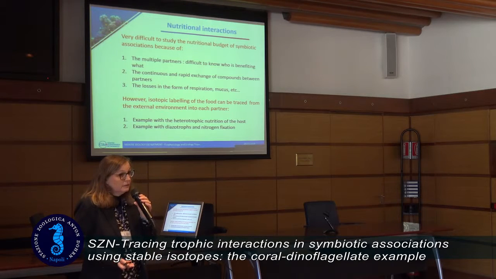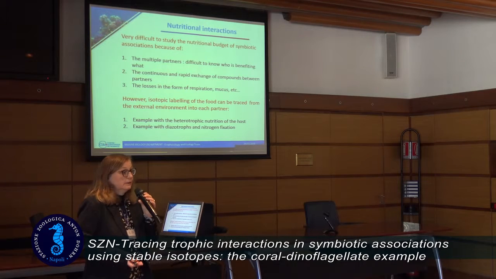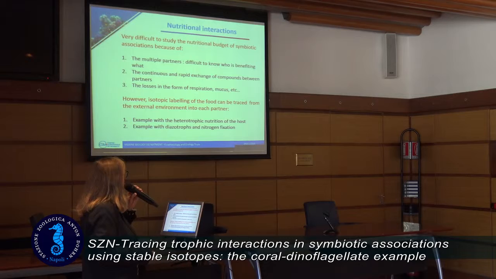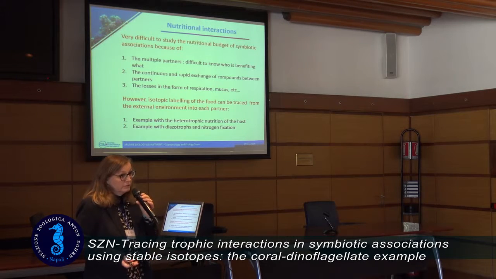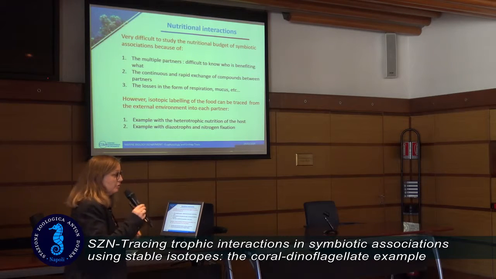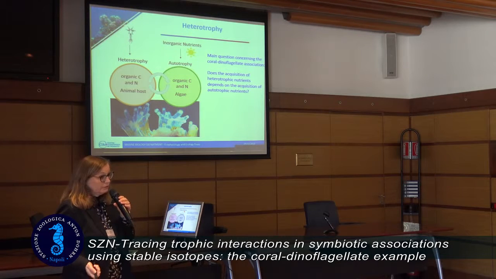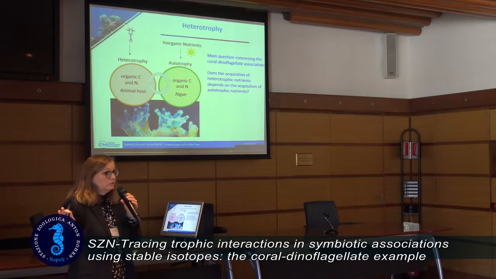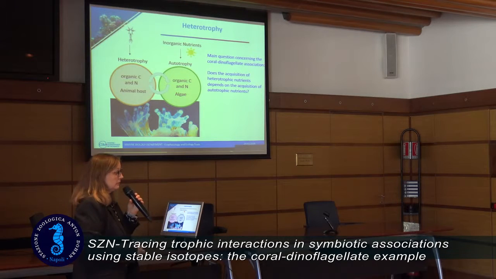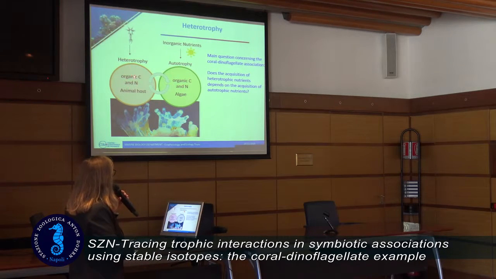And it's why in the lab we use isotopic labeling of the food to try to trace this labeling inside the coral tissue and inside each partner. And I will give you today two or three examples, depending if you are hungry or not. So the first example is with the heterotrophic nutrition of the host. So how much the host is getting food from the plankton, from outside. If you're lost, you just stop me and I can take questions because it's not easy.